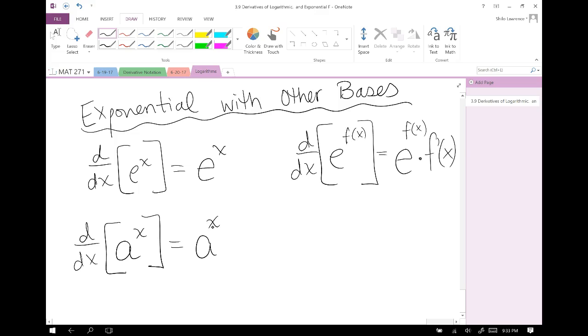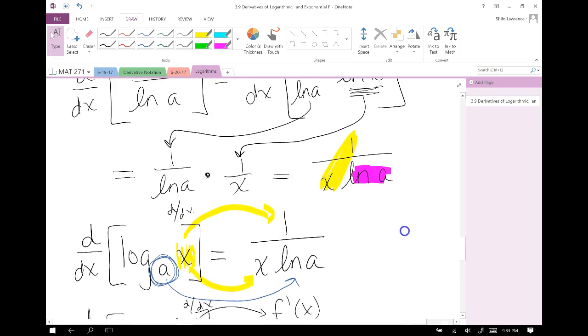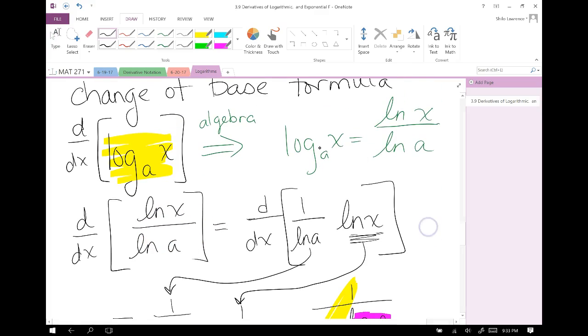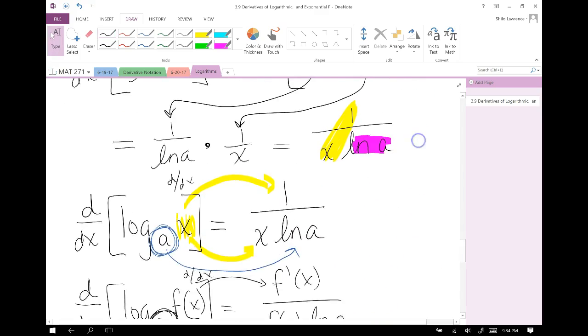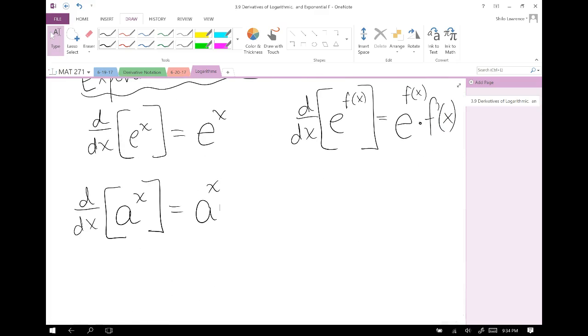Now with logs, we divide by the natural log of the base. And we saw why with that change of base formula. In the change of base formula, we end up dividing by natural log of the base. We do natural log of x in the top, natural log of a in the bottom, and that's how natural log of the base gets into the bottom. So logs and exponentials are inverse functions, so all their operations are opposites. So what we change here is instead of dividing by log of the base, we multiply by log of the base.